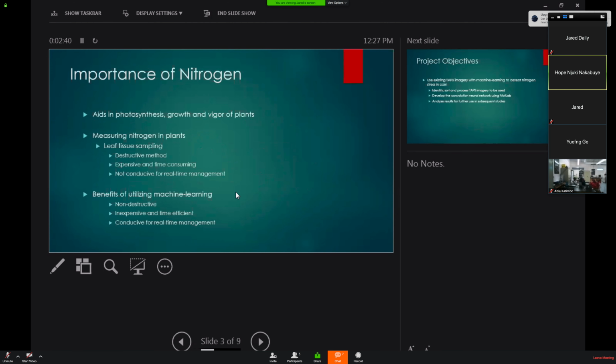So how do we measure the nitrogen in the plants? We measure the nitrogen in this study using leaf tissue sampling, which is a pretty common way of measuring nitrogen in the plants. The problem with it is that you are actually going to damage the leaf. It can be time consuming if you have to send it off to a lab to have done. Of course, you have to pay for that. And due to these things, it's just not very conducive for real-time management of the plants.